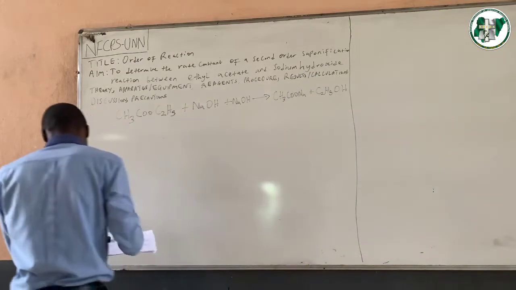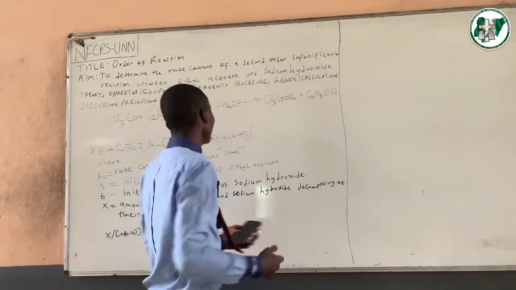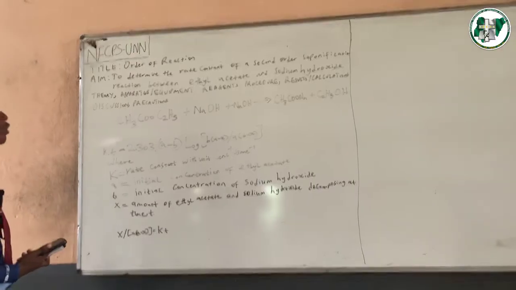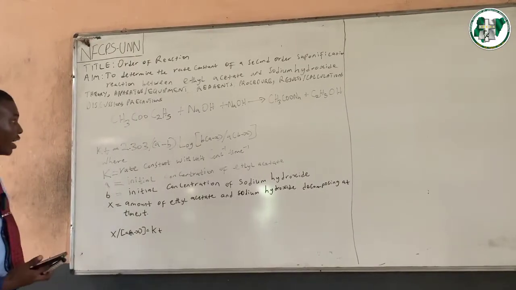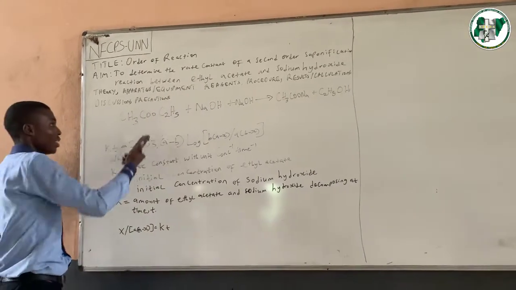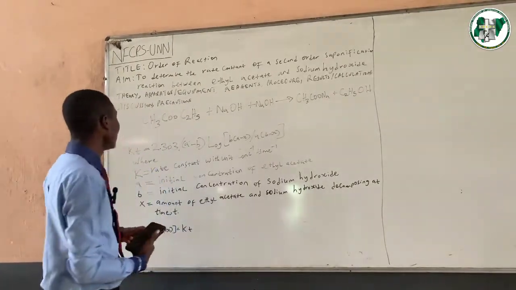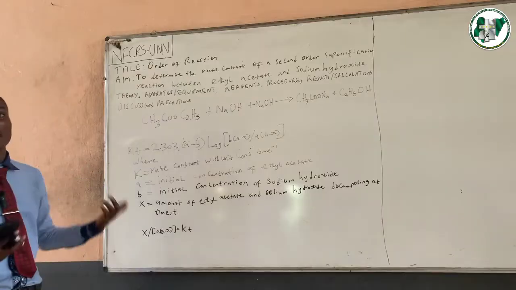Let me just write the details, the full details you need. So here is the equation of reaction for this particular second order saponification reaction. What we have here is ethyl acetate. In IUPAC, that's the International Union for Pure and Applied Chemistry, the name they gave to this is ethyl ethanoate.